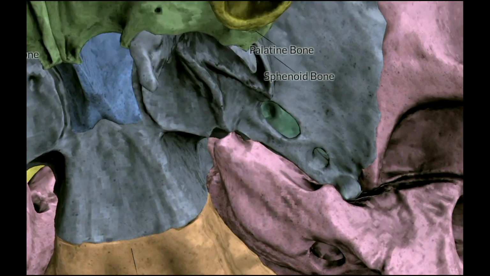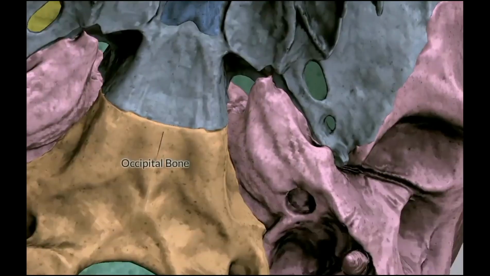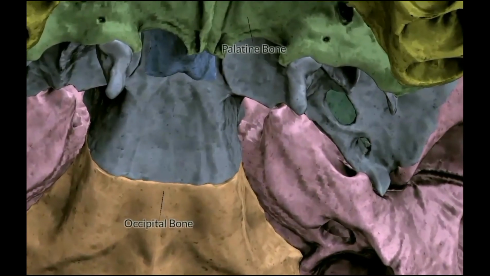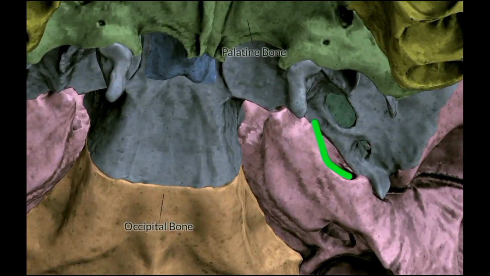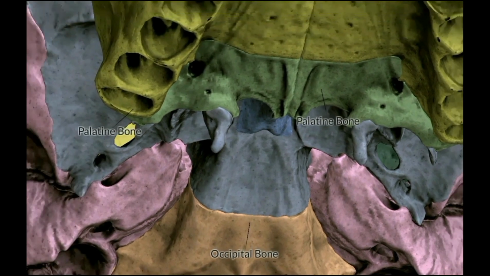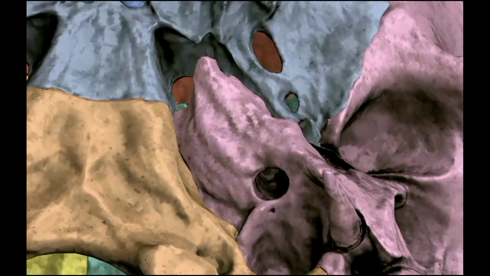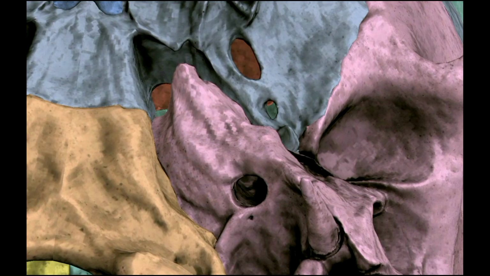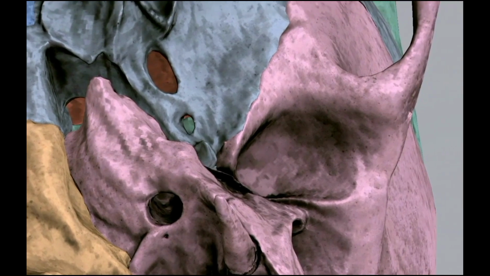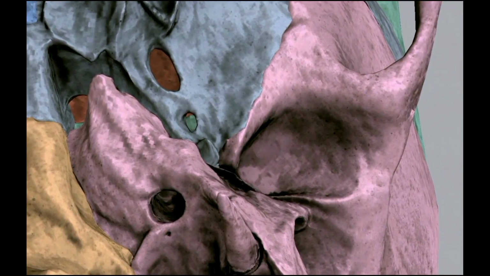Coming to the foramen lacerum now, that is the sulcus tubae we have discussed. It will continue in the bony canal of the anterior wall of the middle ear or tympanic cavity, which you can see there. So this is what you see in the sphenoid bone.